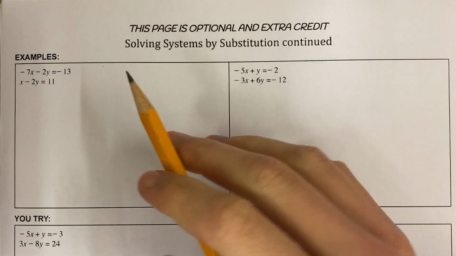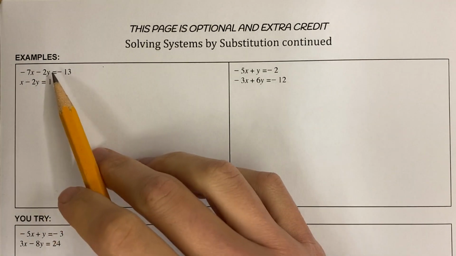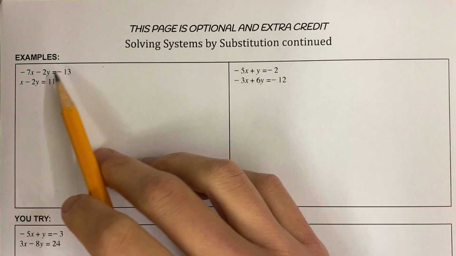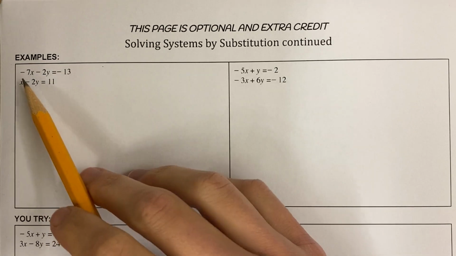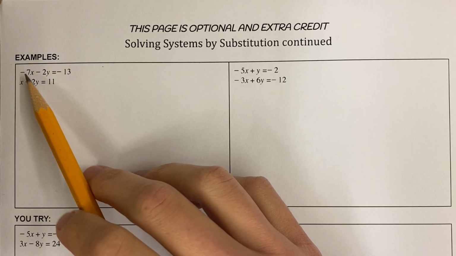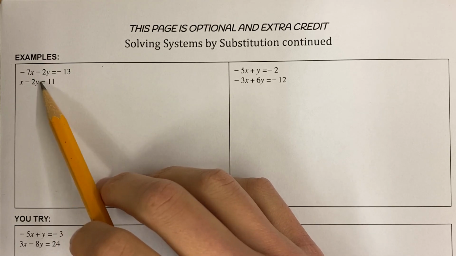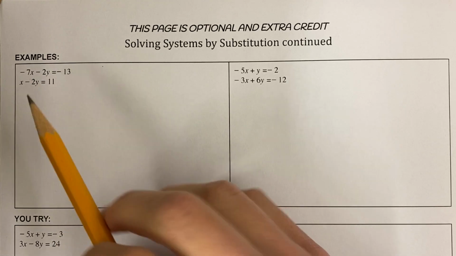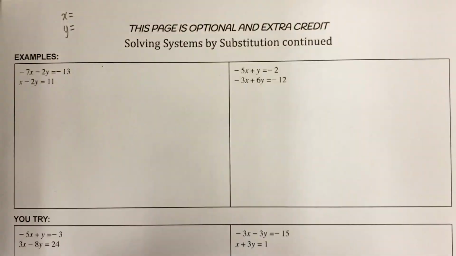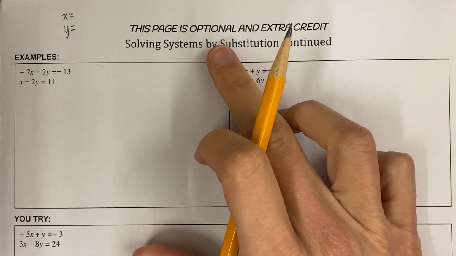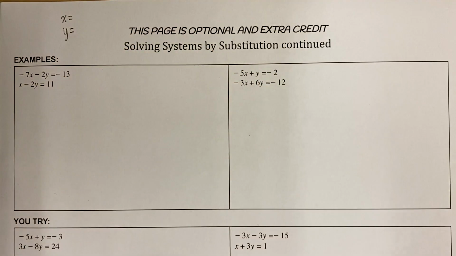For these systems, we are still going to be solving by substitution, and the difference is that in these systems, you'll notice that there isn't a variable that's by itself on one side of the equal sign, right? So here, x is being multiplied by -7, y is being multiplied by -2. Here, there's nothing that looks like y equals or x equals. So in order for us to use substitution, this is the situation we need. We need either x to be by itself or y to be by itself.